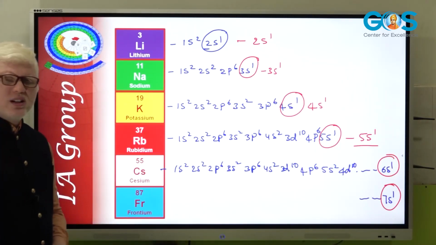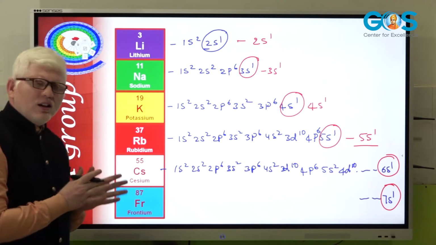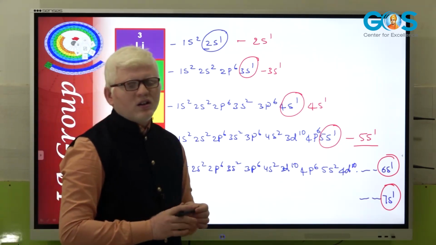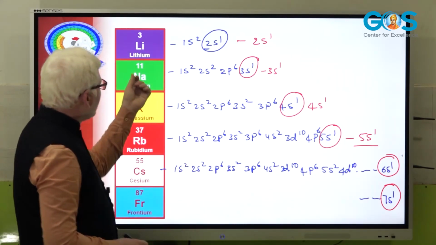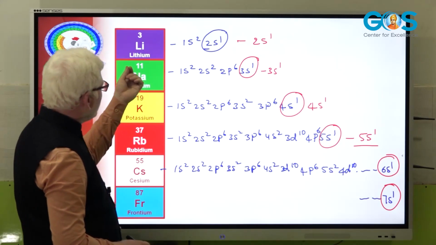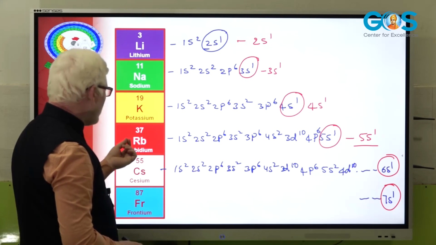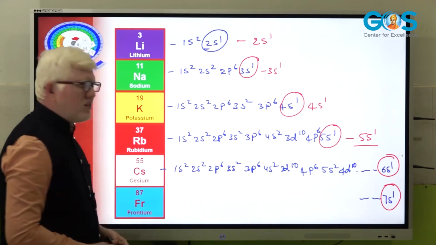Have you understood what the valency configuration of an element is? The orbital in which the last electron is entering will be the valency electronic configuration of that particular atom. Now, the valency electronic configuration of lithium is 2s1, sodium is 3s1, potassium is 4s1, rubidium is 5s1, cesium is 6s1, francium is 7s1.